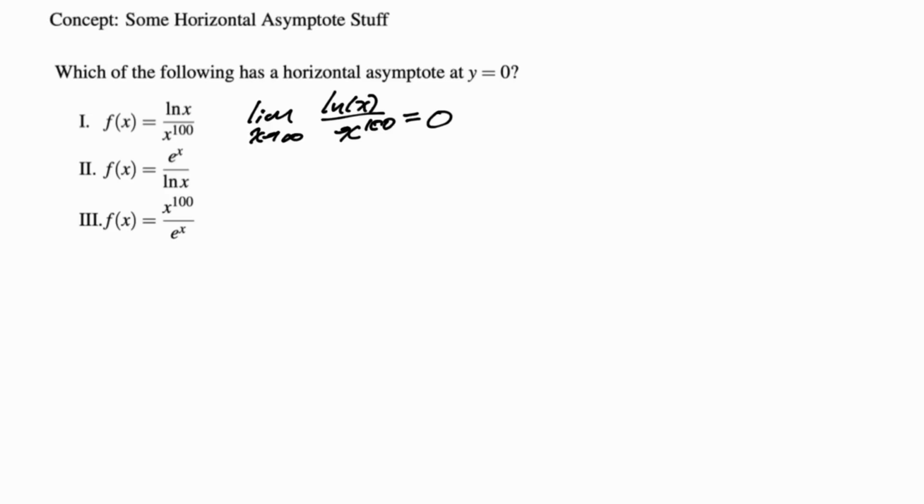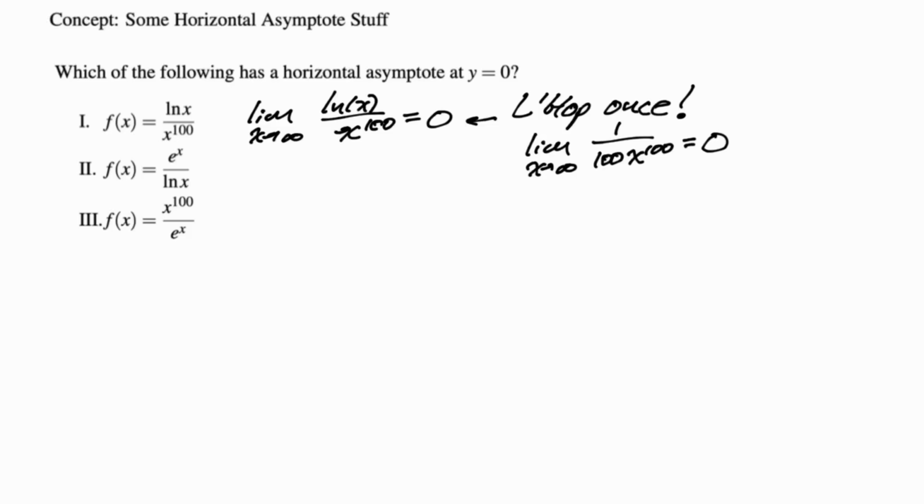If you're not sure, you can actually just use L'Hopital's once on this. And when you do it, you get 1 over x over 100x to the 99th. And then when you simplify that, you end up with the limit as x approaches infinity of 1 over 100x to the 100. Clearly that goes to 0. So this is definitely one of our answers.